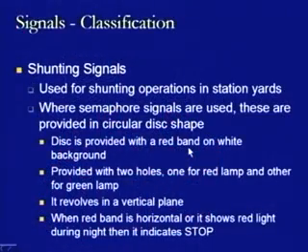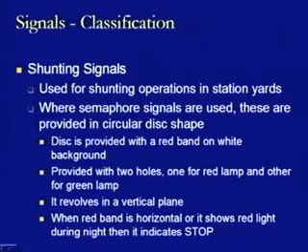Where semaphore signals are used, the shunting signals are provided in the form of a circular disc shape. The disc is provided with a red band on a white background, and it is provided with 2 holes, one for the red lamp and another for the green lamp. Within the circular sheet, it is being done in this form.